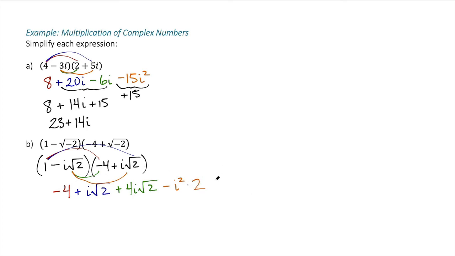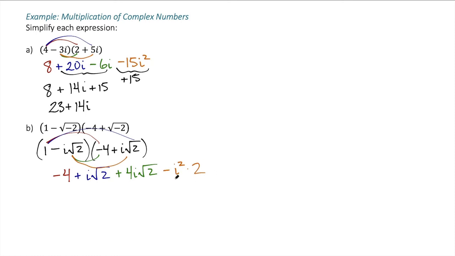So now we can simplify. What's important to remember here is that i squared is negative 1. So this term as a whole is actually now plus 2. Okay. Combining our negative 4 plus 2, we get negative 2. And then here we can combine these two terms here and notice that this is just i root 2 plus 4i root 2. That's 5i root 2. And that's our simplified expression.